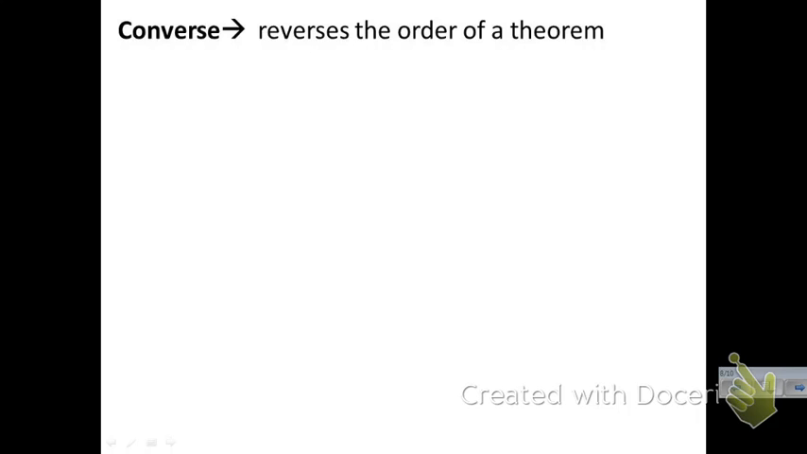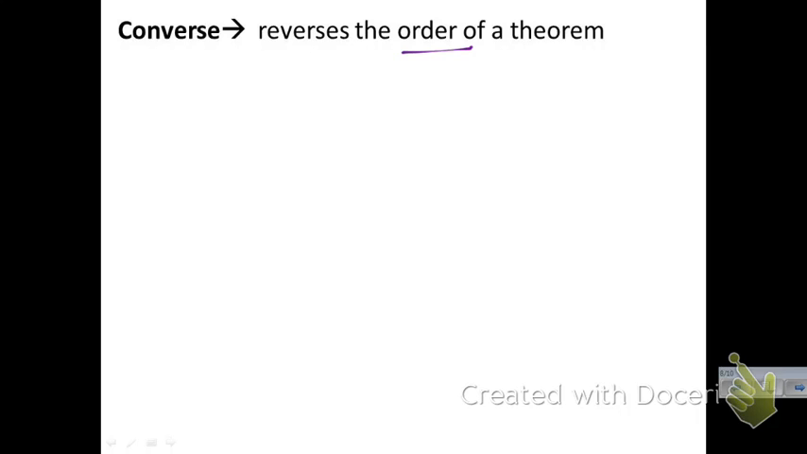The converse reverses the order of a theorem. I think I used the example in this class that if I go to the grocery store, then I will buy apples. That's what's known as a conditional statement. A converse switches that, so I would say if I buy apples, then I will go to the grocery store. And so that's what the converse does.